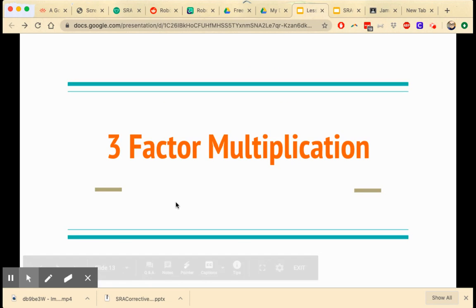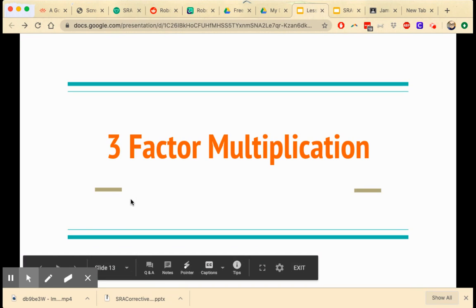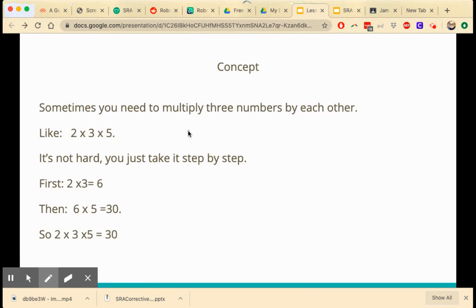All right. Three-factor multiplication is when you're multiplying three numbers. So we're going to go ahead and take a look at that next. Sometimes you need to multiply three numbers by each other, like 2 times 3 times 5. It's not a hard thing to do. You just got to take it step by step. The first thing you do is take the 2 times 3 and multiply it, and you get 6. Then you're going to take that 6 and multiply it by 5, and that's going to give you 30. So the answer is 2 times 3 is 6 times 5 is 30.